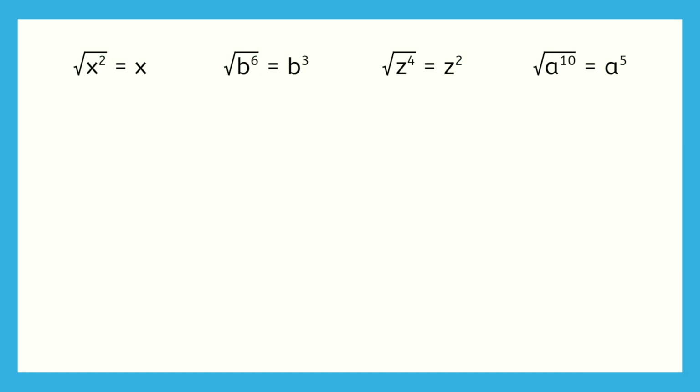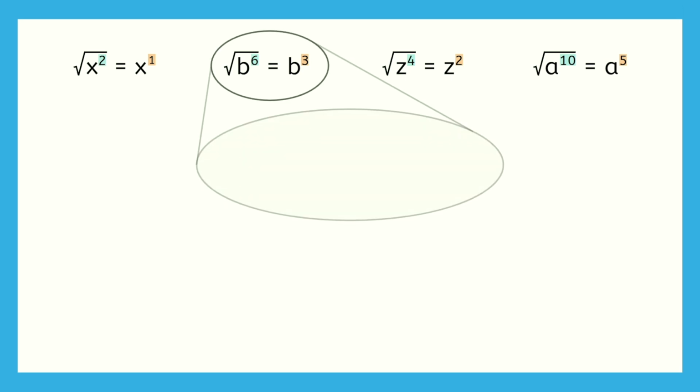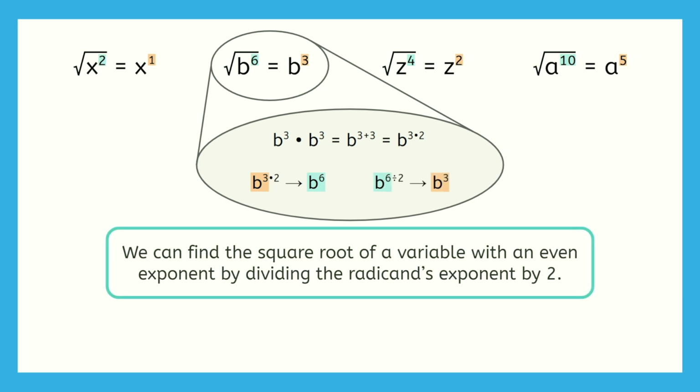When we took the square root of a variable with an even exponent, the answer always had the same variable as the radicand, with an exponent that's half as big. That's because when multiplying terms with the same base, we add the exponents. Adding two matching exponents is the same as doubling the exponent. So if we double the exponent of the answer, we get the exponent in the radicand. That means we can find a square root by dividing the radicand's exponent by 2.